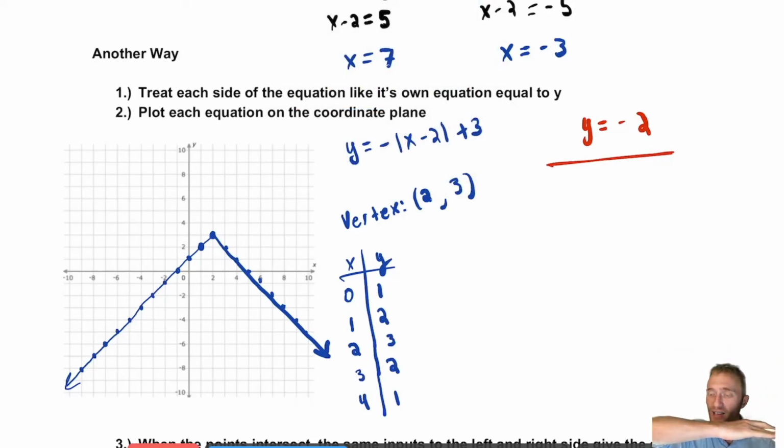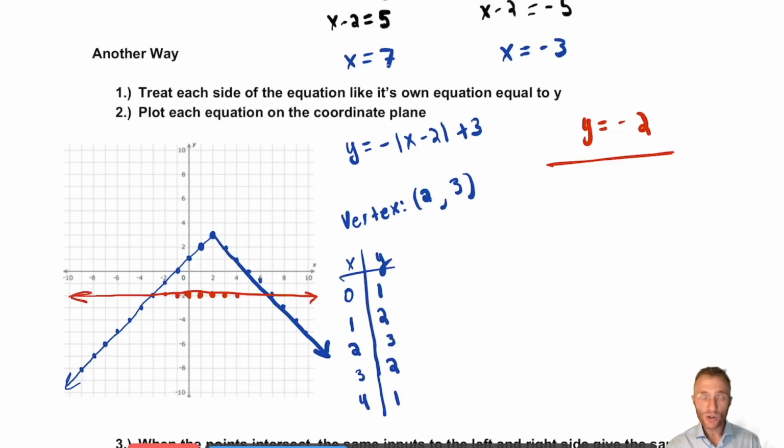if we graph y equals negative 2, that is a flat line. It's a flat line showing y equals negative 2 here, and here, and here, and here. These are all the places where y equals negative 2 is a true statement. So I can graph this line here like so. And it turns out that we have 2 points in common.